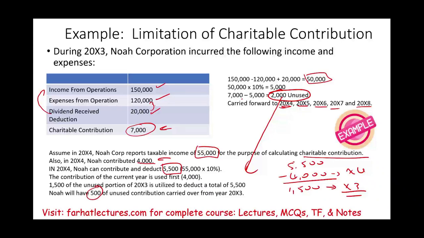Now, charitable contribution, whether you are dealing with an individual or a corporation, it's very important that you understand it very well. Especially on the CPA exam, they'll try to confuse you because there are two sets of rules, one for individual, one for corporation. You want to make sure you keep those separated. This is important for the enrolled agent exam.